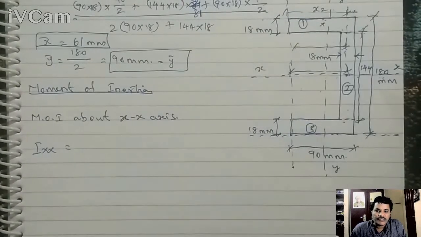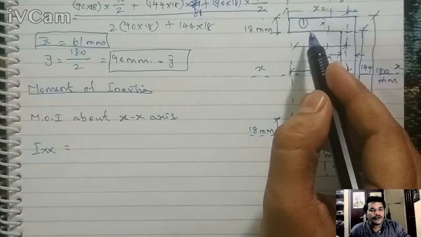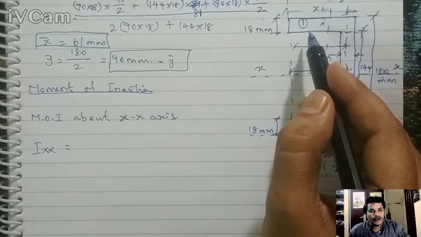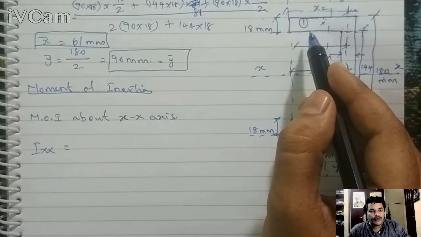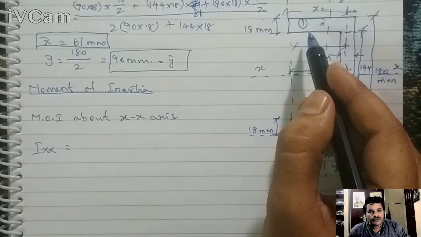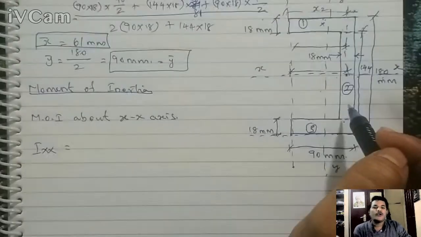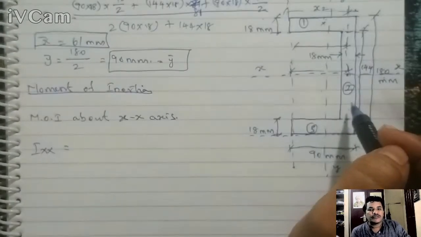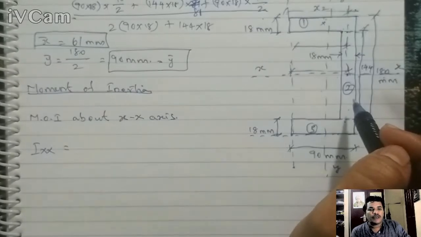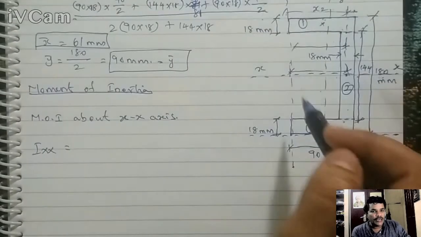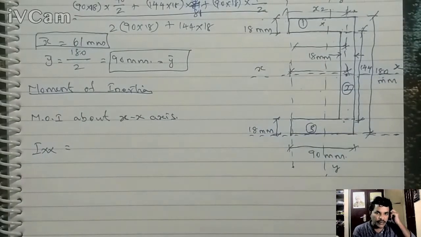Ixx1 is B1 D1 cube divided by 12 plus A1 into H1 bar square, plus B2 D2 cube divided by 12 plus A2 into H2 bar square, plus, since there are 3 sections, B3 D3 cube divided by 12 plus A3 H3 bar square. In the last presentation we did it like that. But here I am going to do it in a different way.